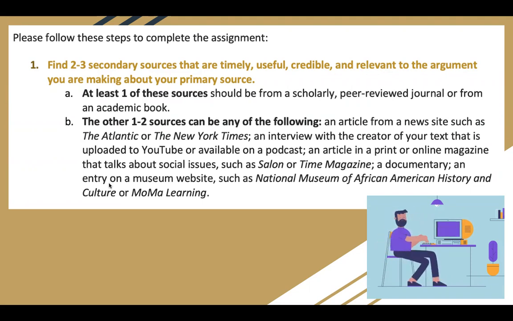There's not necessarily going to be a difference between having 2 or 3. Some students end up finding more, but you just need to find 2 to 3, okay? At least one of these sources should be from a scholarly, peer-reviewed journal or from an academic book, which I'll talk about in the in-depth lecture on how to find. And the other 1 to 2 sources can be any of the following.